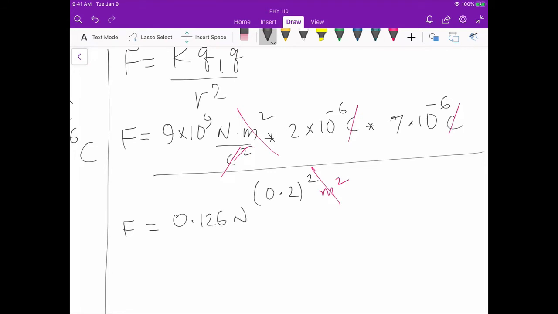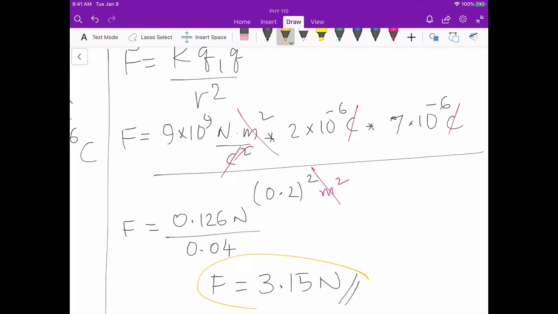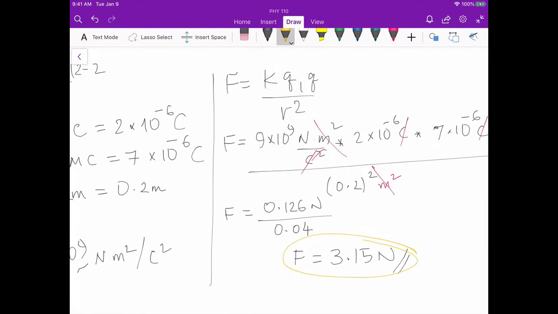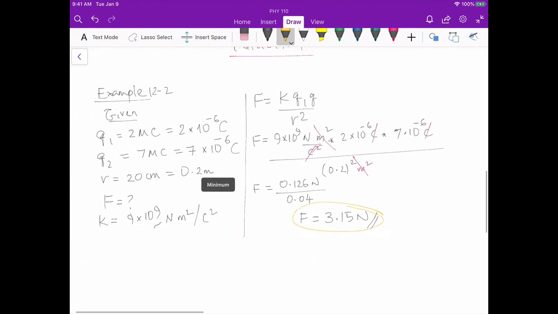So if you do that, what you're going to get is 0.126 Newton divided by 0.2 squared, which is 0.04, right? So if you simplify it, your force is going to be 3.15 Newton. Okay. It's a basic equation, and it's very easy and straightforward to apply.